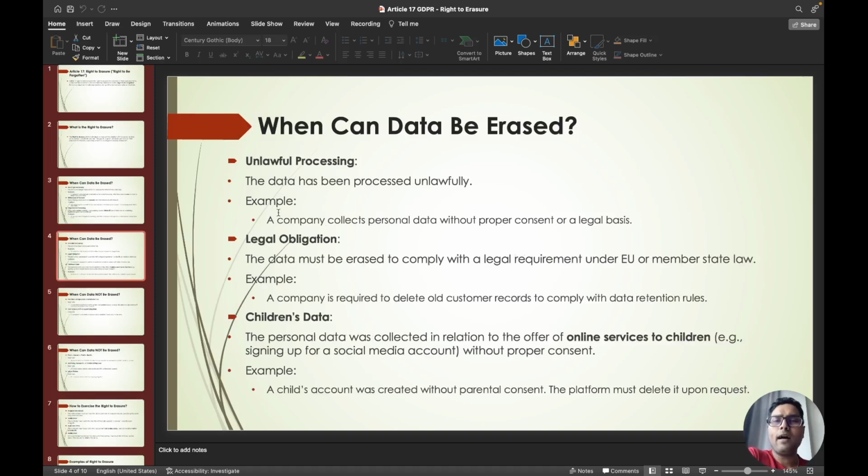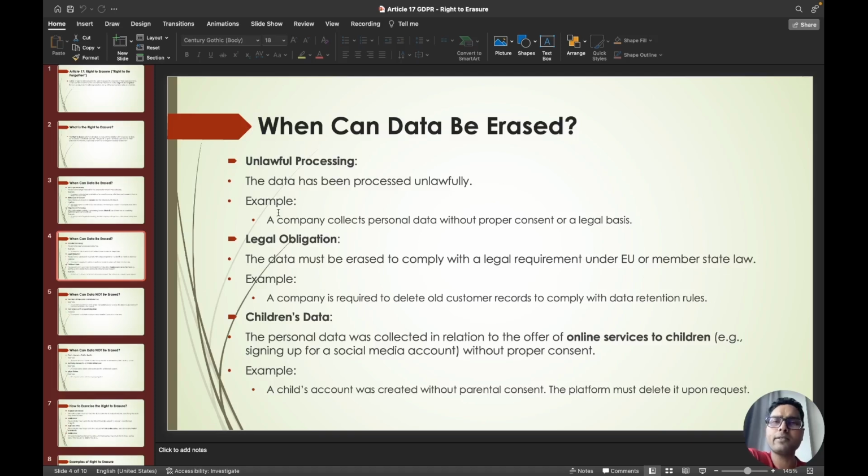Unlawful processing. Unlawful processing means the data has been processed, collected, whatever it is, unlawfully. That means a company collected personal data without proper consent or legal basis. So we can say the data has been processed unlawfully if the collection or the processing activity has been done without any legal basis.